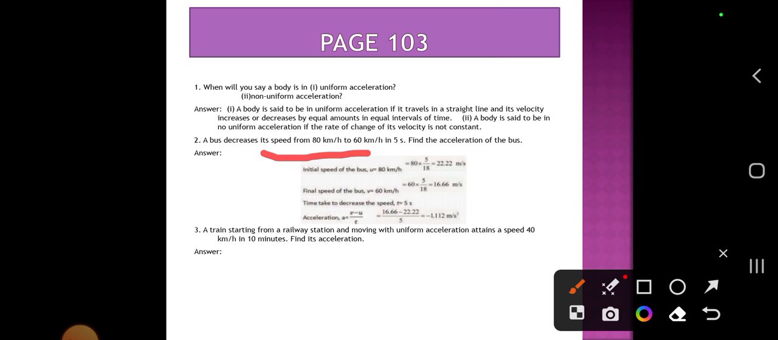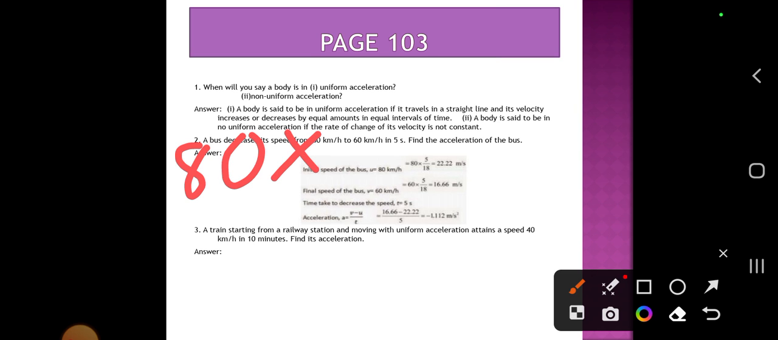Find the acceleration. Here, first we convert this 80 km per hour into meter per second. Why? Because the acceleration unit is meter per second squared, that we know. Okay. Now, 80 kilometer per hour.